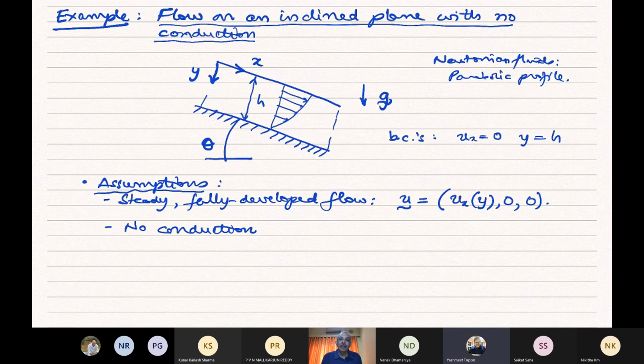Does anyone remember the free surface boundary condition? Maximum velocity at the boundary. Correct. The velocity is maximum, but more properly, if you talk in physical terms, the condition is that the shear stress must be 0 at y equal to 0. Yes, correct. Because the air gives no shear resistance to the fluid as it's flowing.